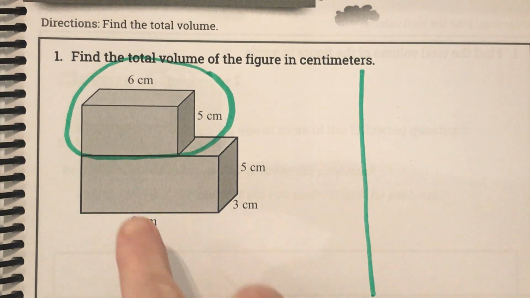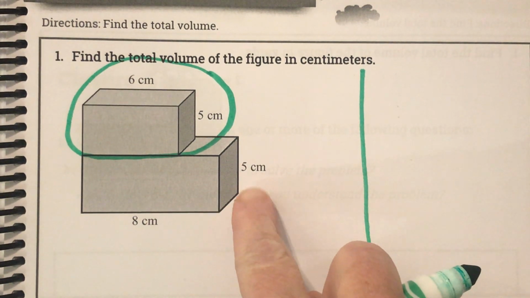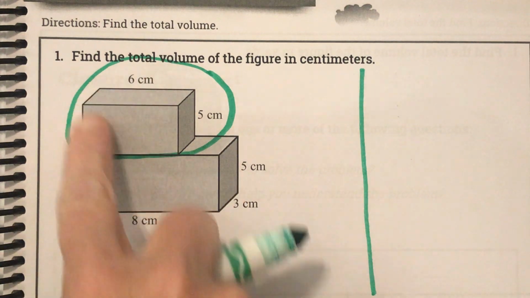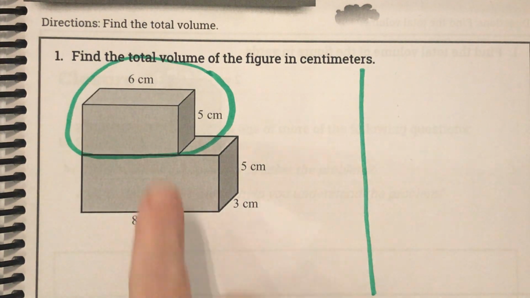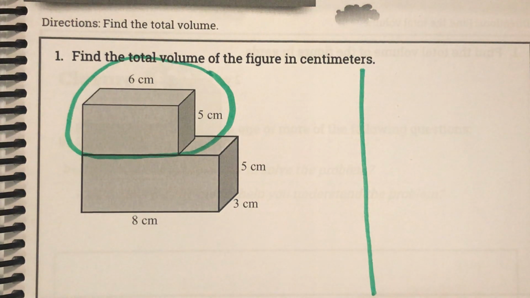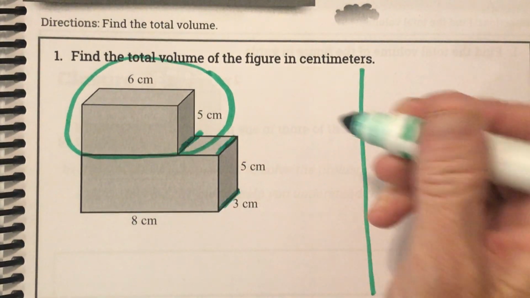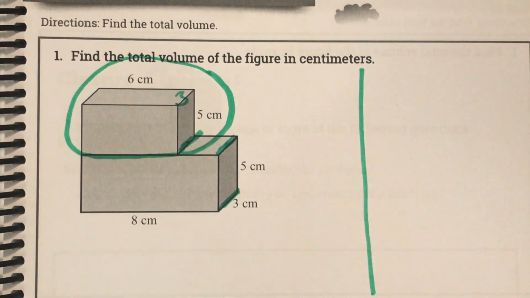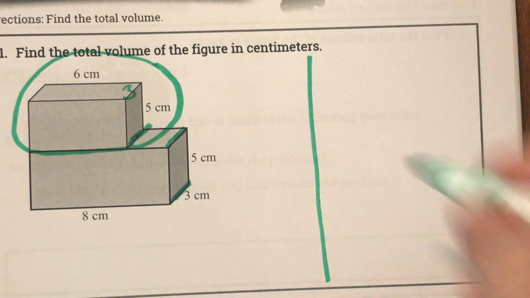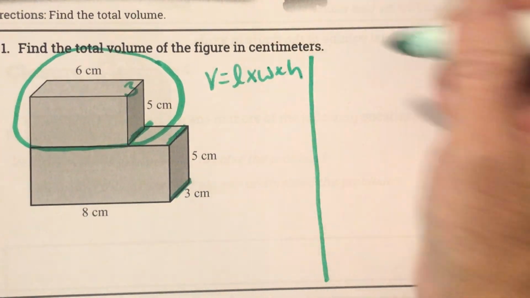I'm sorry, I missed after I know my measurements. This one I see my length, width, and height. This one though, I see my length, my height. I'm kind of missing my width. But if this is 3, this is 3, and then that's 3. So I know my width is 3 on that one as well. Okay, now we can solve. So I have volume equals length times width times height.